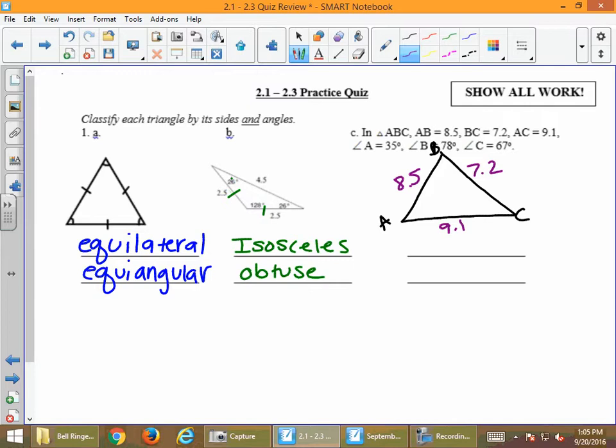What do you notice about the sides? They're all different, so we would call it what? Scalene. When they're all different, we would say it is scalene. So the angles. Angle A is 35. Angle B is 78. Angle C is 67. What do you notice about all three angles? Yeah, they're all acute. So we say the triangle is also acute. All three angles are less than 90. So it's an acute triangle. Questions over that one?